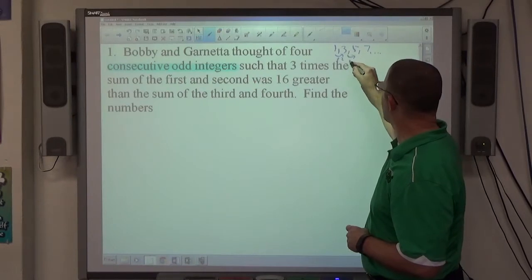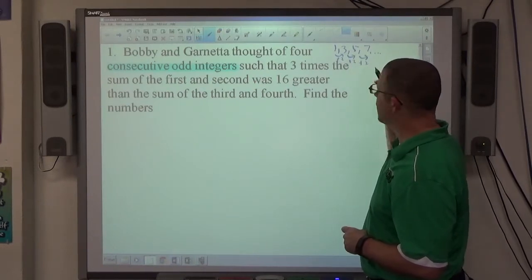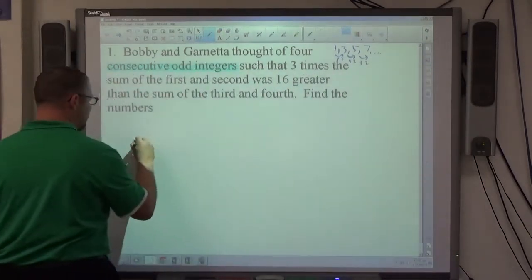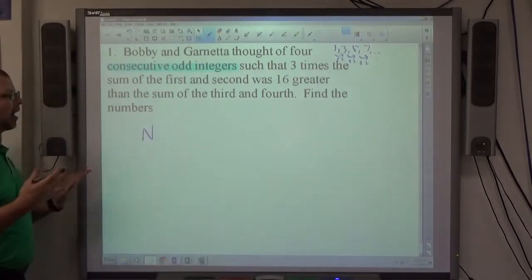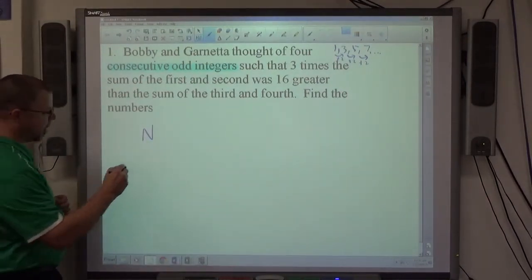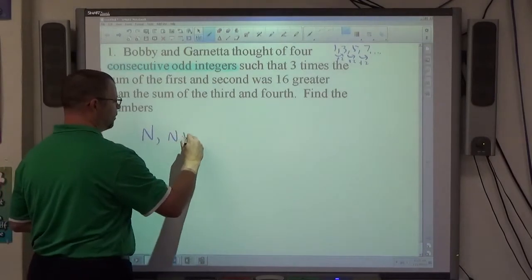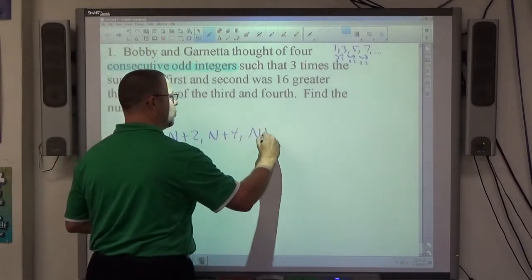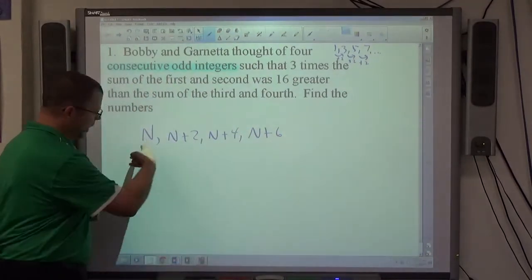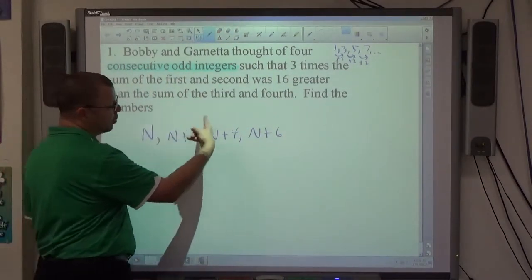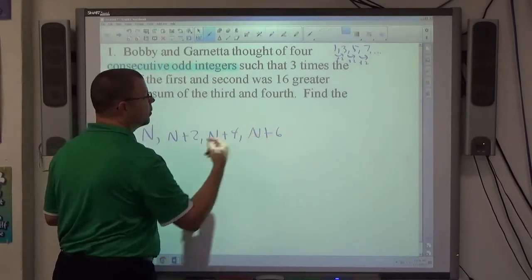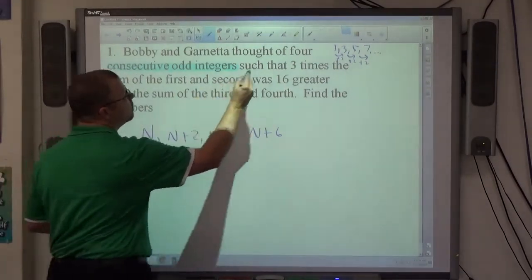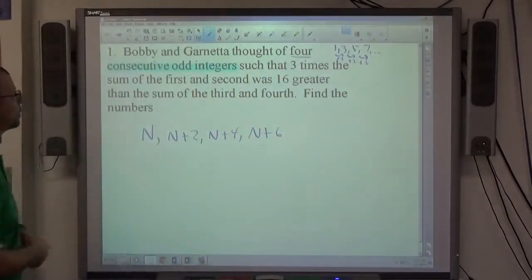It's a +2 pattern. That tells me that algebraically, if I let n represent some odd integer out there, the next odd integer is going to be 2 bigger than that, and then the next one's going to be 2 bigger than that, next one's going to be 2 bigger than that. So we just keep adding 2. So n plus 2, n plus 2 plus 2, n plus 4 plus 2, and so on. We need 4 of them, so you can see here I've listed 4.